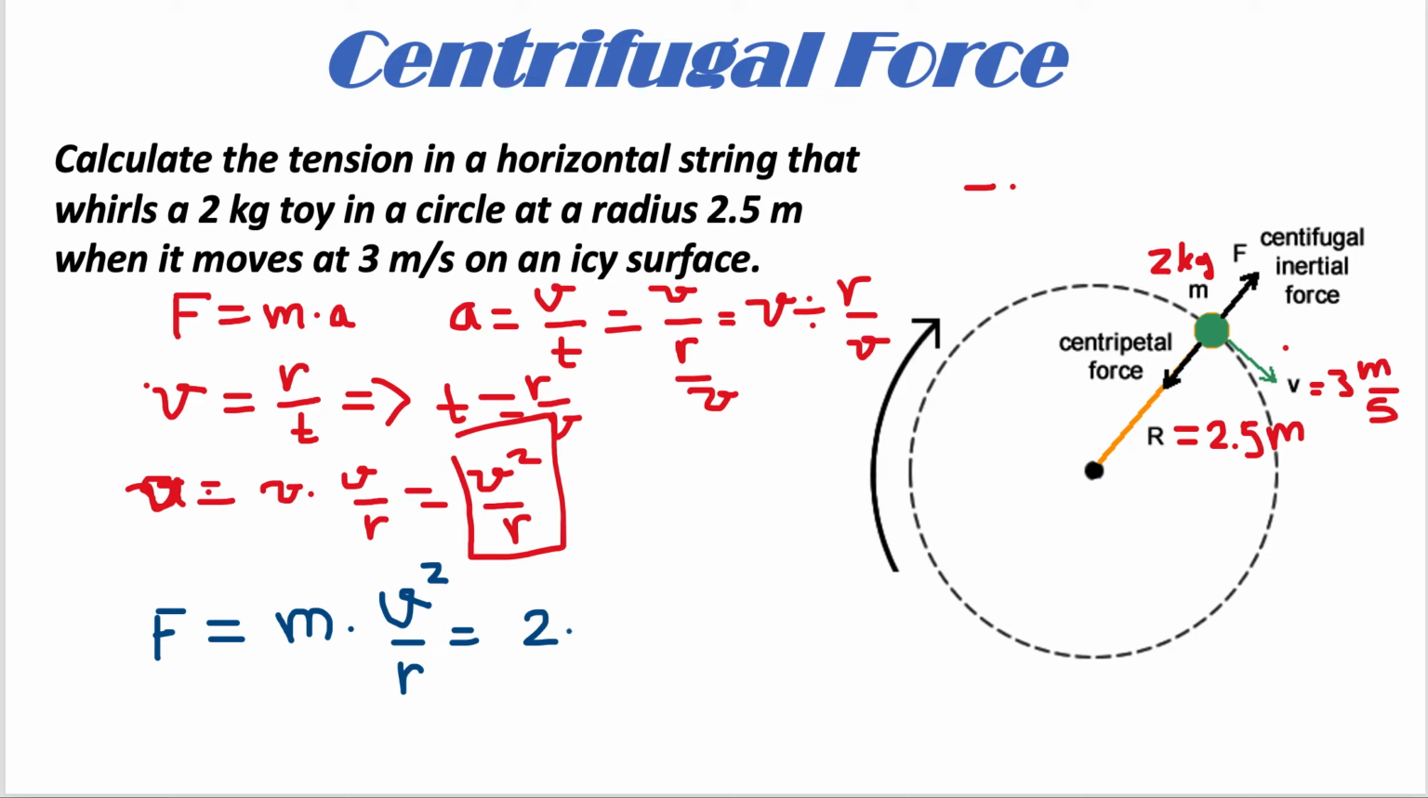And what do I have else? I have 2 kilogram times v squared, which is 3 squared, and it is over 2.5. And now we can calculate everything in the calculator. And as we see here, units are going to be kilogram meter over second squared, and that is going to be Newton. So I don't even have to calculate this. This is going to be very easy. It's going to produce the Newton as a unit.